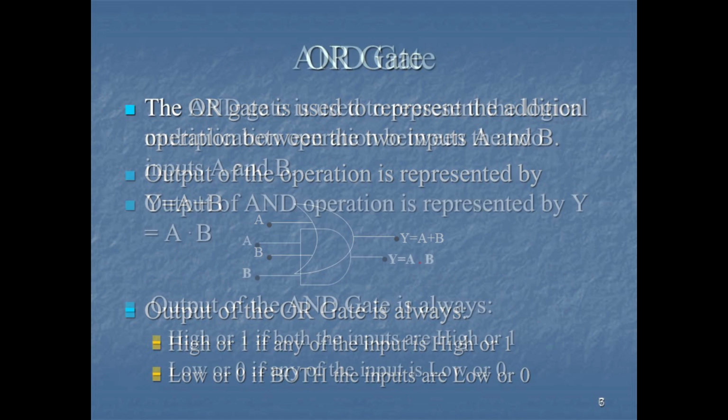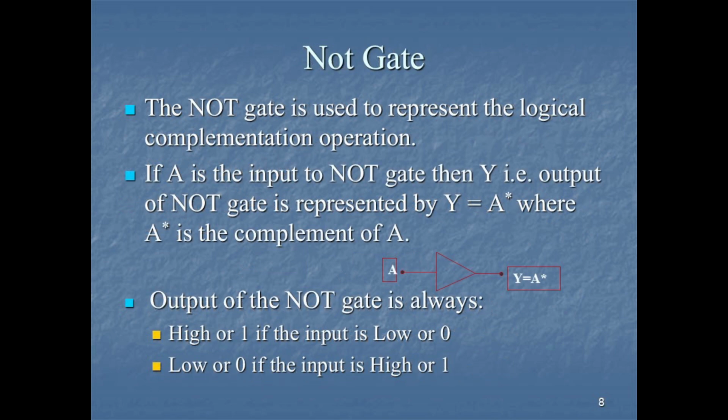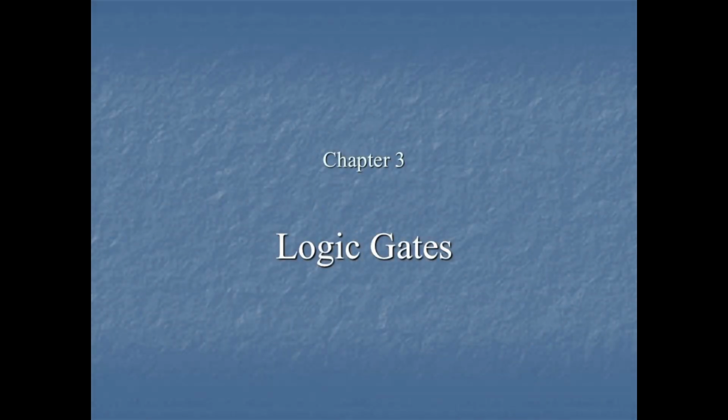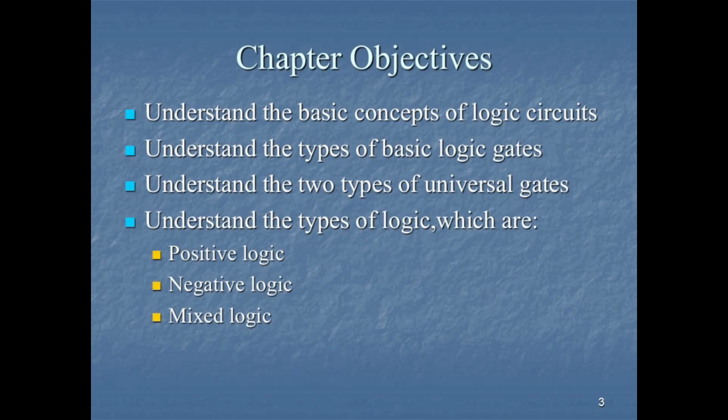Good morning, students. Today I will teach you about the logic gates, chapter 3, digital electronics. First, we will go through the chapter objectives. Our chapter objectives are to understand the basic concept of logic circuits, understand the types of basic logic gates, understand the two types of universal gates, and understand the types of logics, which are positive logic, negative logic, and mixed logic.